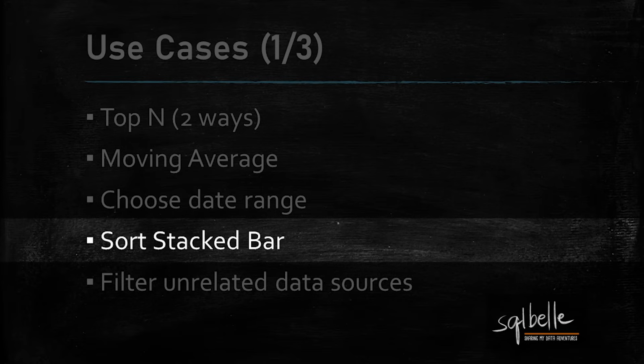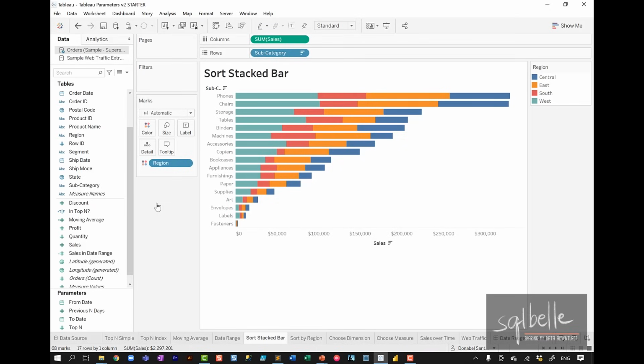Let's now see how we can use parameters to sort stacked bar charts. We use stacked bar charts when it's important for us to show the totals, but at the same time also show the composition that makes up that total. One of the challenges with a stacked bar chart is it's hard to compare individual segments, especially those segments that are stacked. For example, it's hard for us to compare all of the South regions.